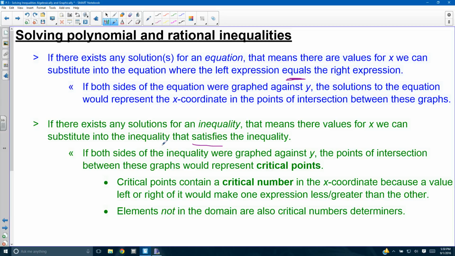Now, we are going to call that boundary point that we're talking about, where they intersect, a critical point. Okay? Critical points contain a critical number in the x-coordinate because a value left or right of it would make one expression less or greater than the other.